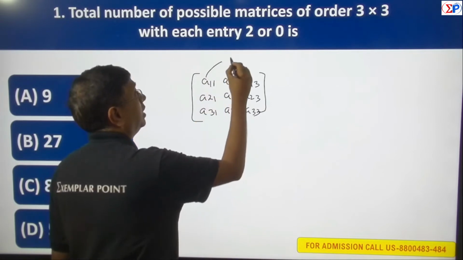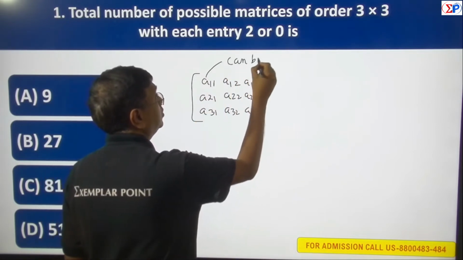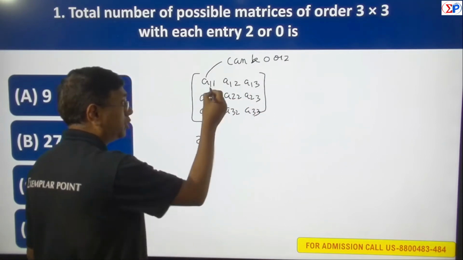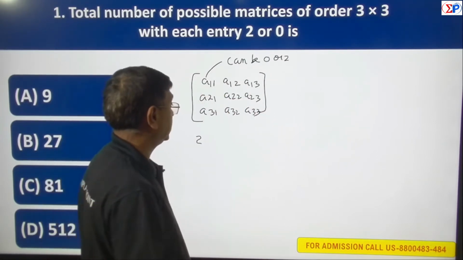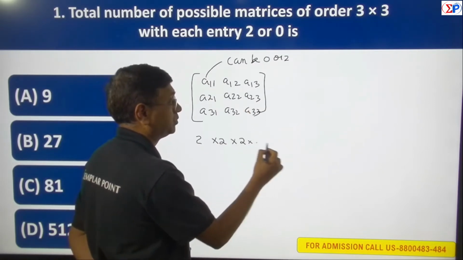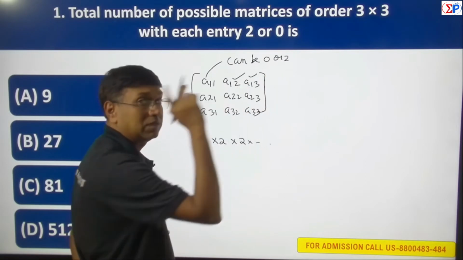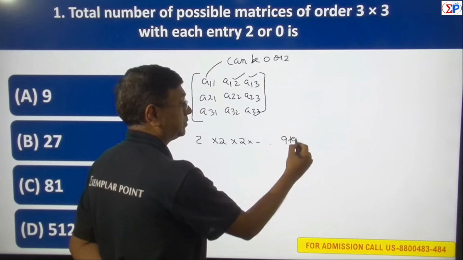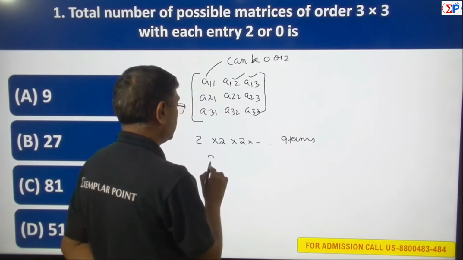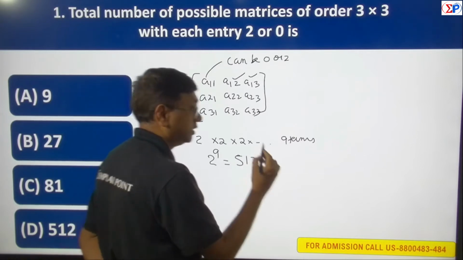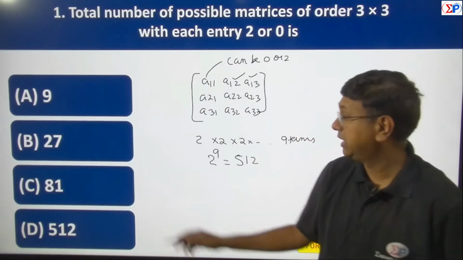Now A11 can be 0 or 2. So A11 को put करने का, there are 2 possibilities. Likewise, 2 possibilities. Likewise, 2. So each element has 2 possibilities. So up to 9 terms. So the answer should be 2 to the power 9, and that is 512. इस question का answer ये है.